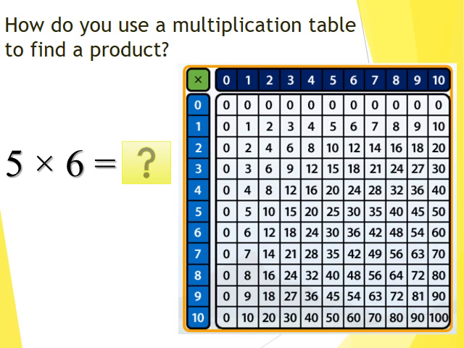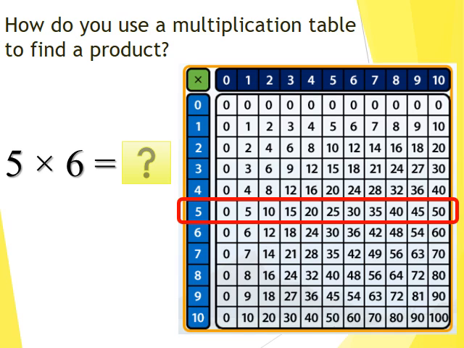How do you use a multiplication table to find a product? We need to find the product of 5 and 6. The unknown product in this equation is represented by this box. We can use a multiplication table to find this product. First, let's find row 5. This is row 5. It represents the first factor of the product. 6 is the second factor.